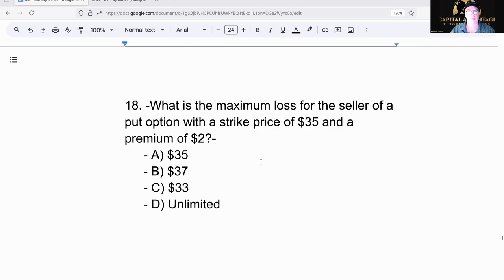Minus the premium. What is the max loss for the seller of a put option? Look on your chart on the bottom right, whatever it is, it's going to be strike minus premium. 33 is my max loss. My max gain is premium.